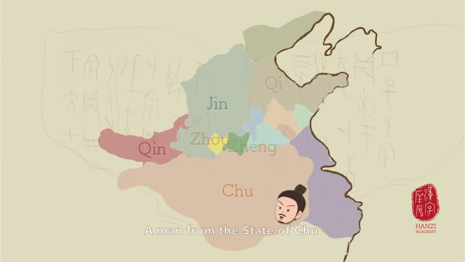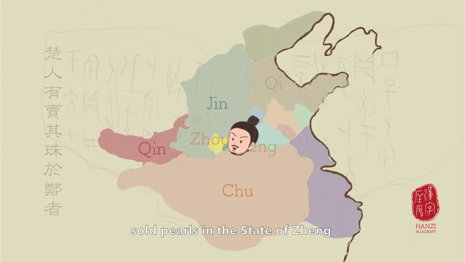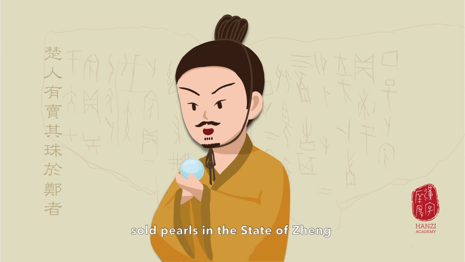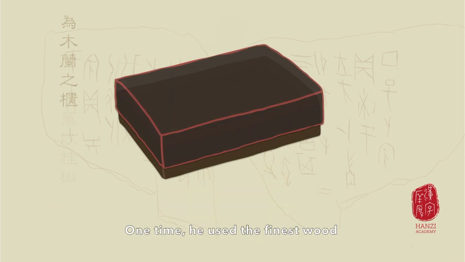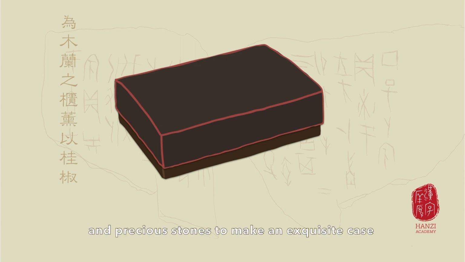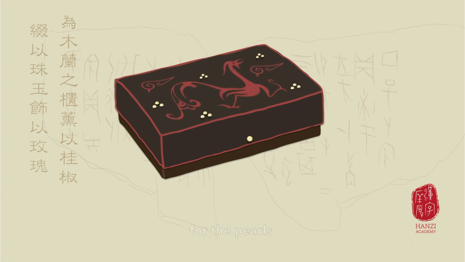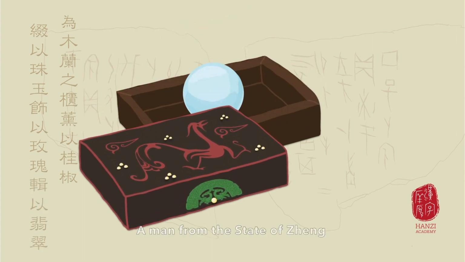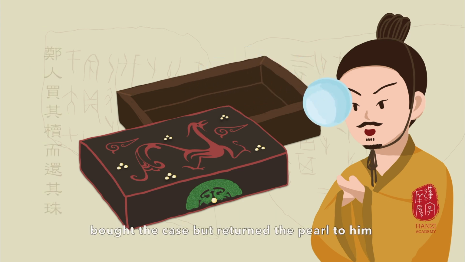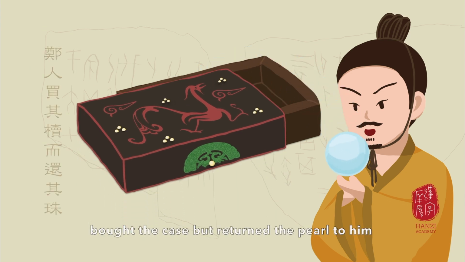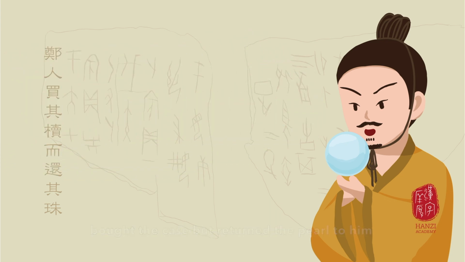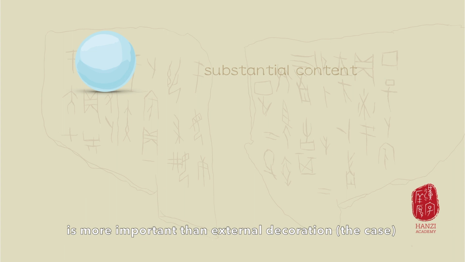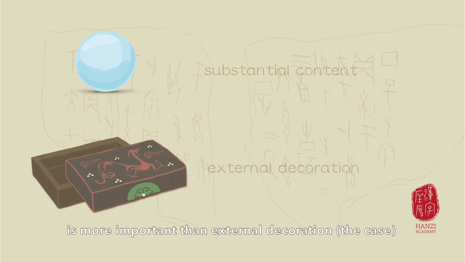It says, a man from the state of Chu sold pearls in the state of Zheng. One time, he used the finest wood and precious stones to make an exquisite case for the pearls. A man from the state of Zheng bought the case but returned the pearl to him. Han Feizi told this story to say that substantial content, the pearl, is more important than external decoration, the case.